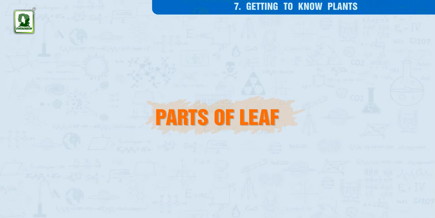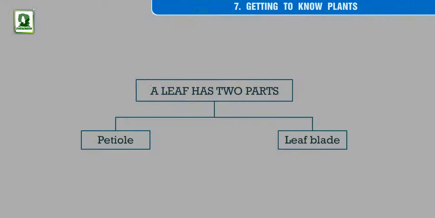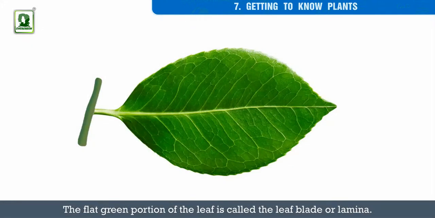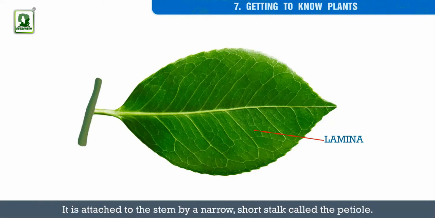Parts of a leaf. A leaf consists of two main parts, the petiole and the leaf blade or lamina. The flat green portion of the leaf is called the leaf blade or lamina. It is attached to the stem by a narrow, short stalk called the petiole.